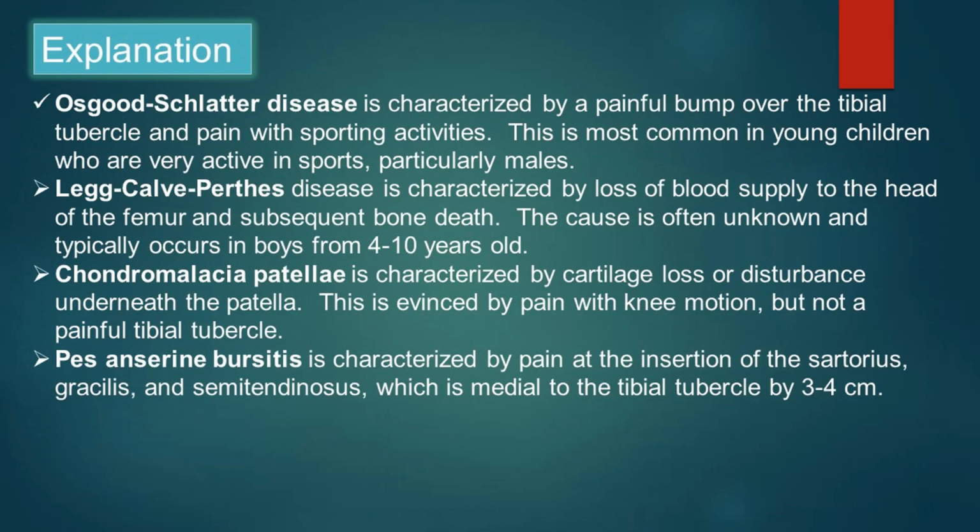In Osgood-Schlatter disease, which is characterized by a painful bump over the tibial tubercle, it causes pain with sporting activities. This is most common in young children who are very active in sports, particularly males.